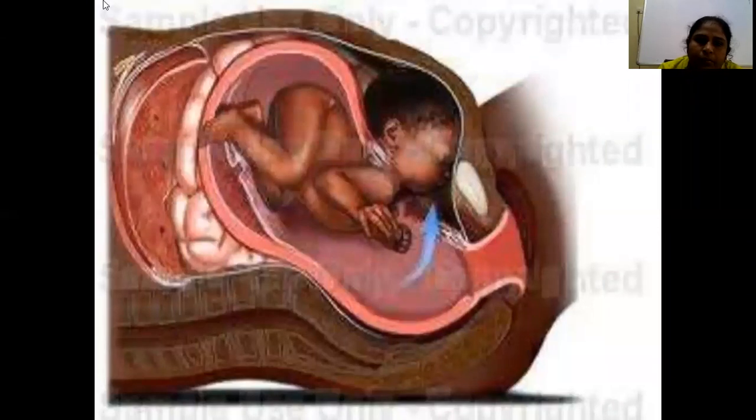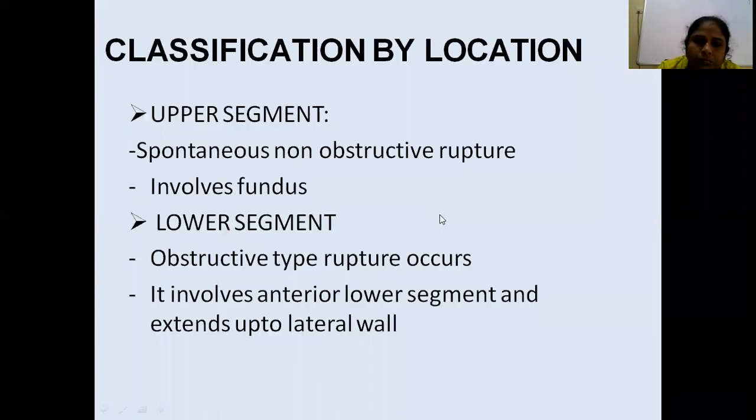This is the picture of a ruptured uterus where you can see the total fetal head has come into the abdomen. Upper segment rupture is fundal involvement, lower segment rupture involves the anterior lower segment.